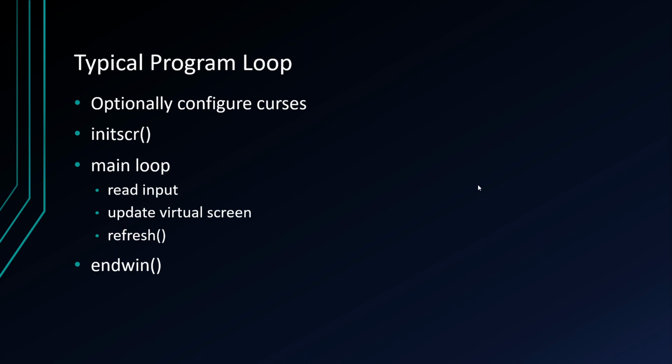The typical program loop for curses is you do some configuration of the library. We'll see some examples of these kinds of configuration calls. You call initscr, init screen, to initialize curses, and that creates a standard screen that corresponds to your default I/O space. And then, if it's an interactive program, you enter some kind of main loop where you're reading input, you're updating the virtual screen, you're calling refresh to get the physical screen updated from the virtual screen, and you keep doing that until the input conditions, they type Q or something to indicate that they want to quit, and then you call endwin to close down curses.